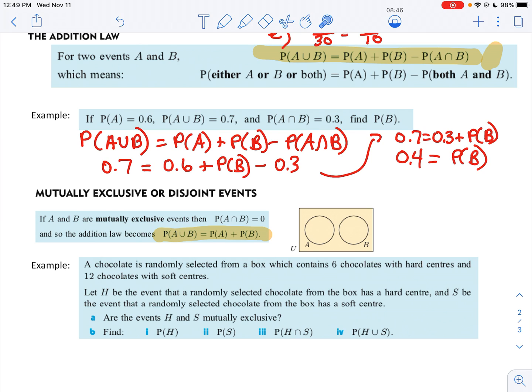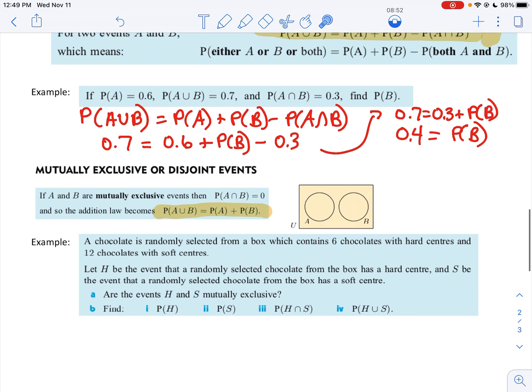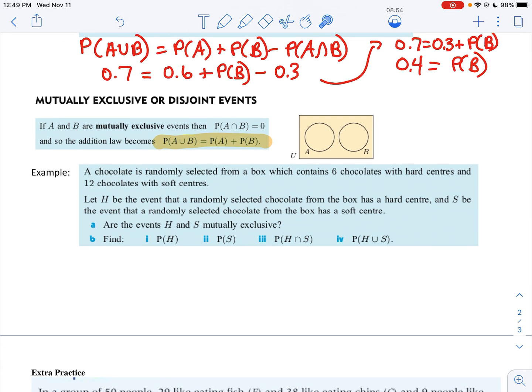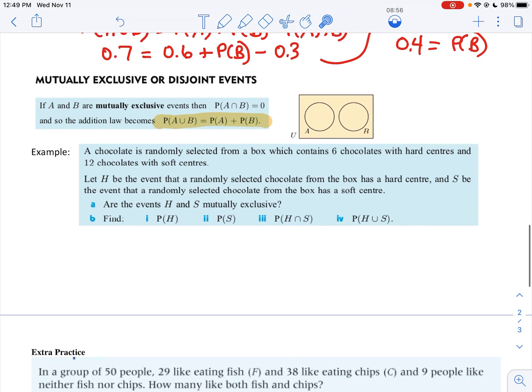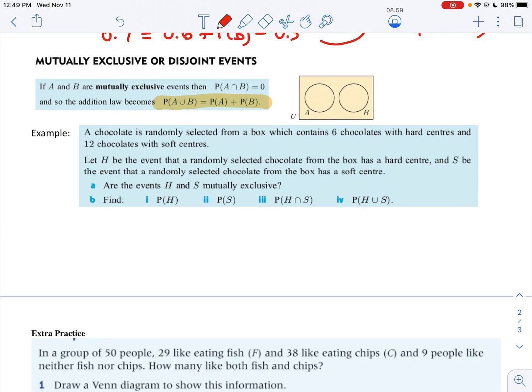I personally don't want one more thing to remember, so I stick with this one up here. Okay, let me use my pointer. I just stick with the addition law, and then I'm not going to worry about it. If your brain can hold more, great. My brain sometimes just cannot handle any more than it's already trying to handle.